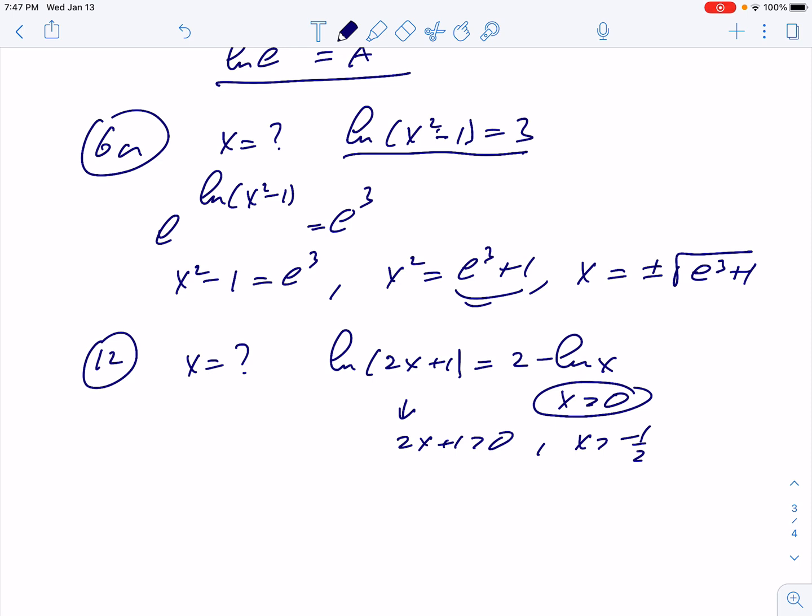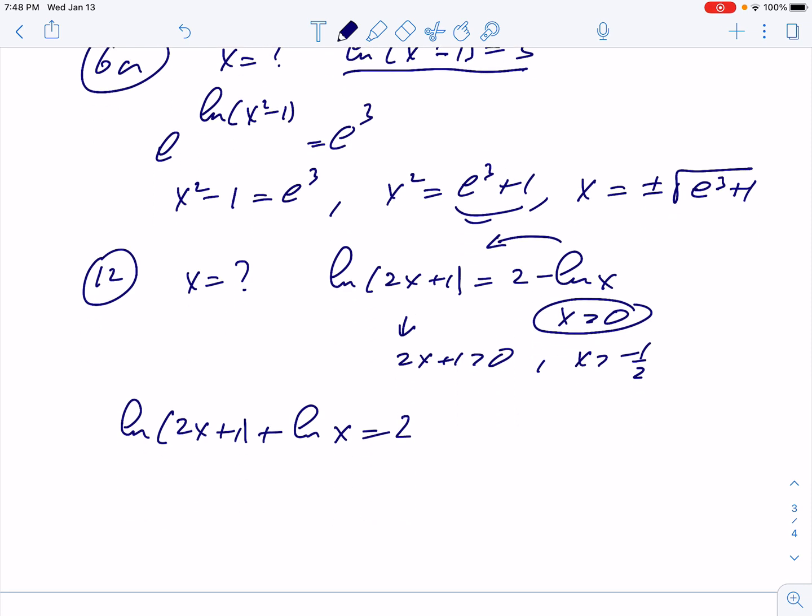What next? We have two logarithms. We bring the second logarithm to the left side, and we write natural log 2x plus 1 plus natural log x equals 2. The two logarithms we can put together. Logarithm of a product is the sum of logarithms. So this is actually a product: logarithm of 2x plus 1 times x, all this inside the logarithm, equals 2.